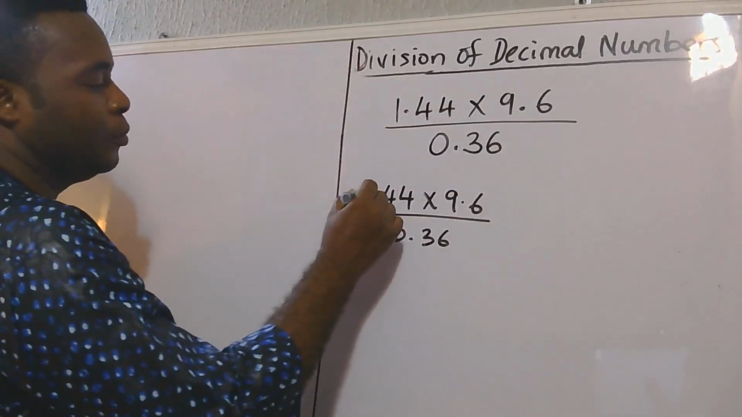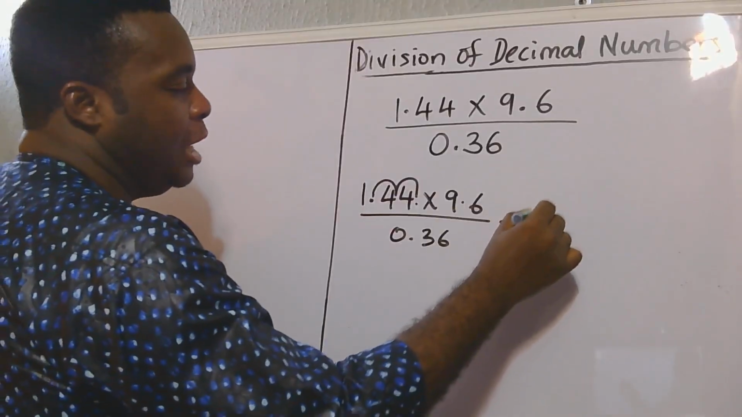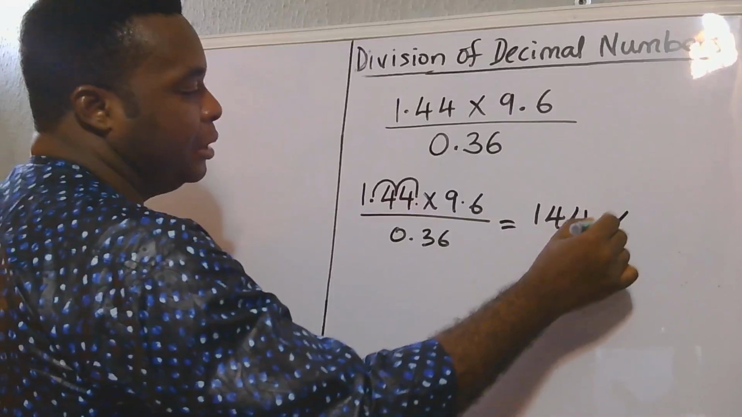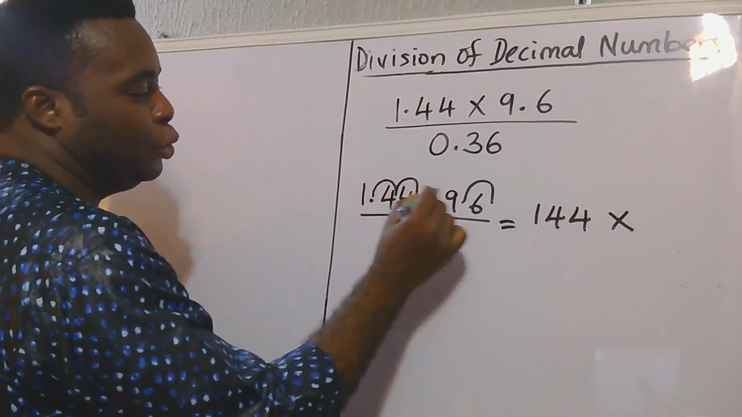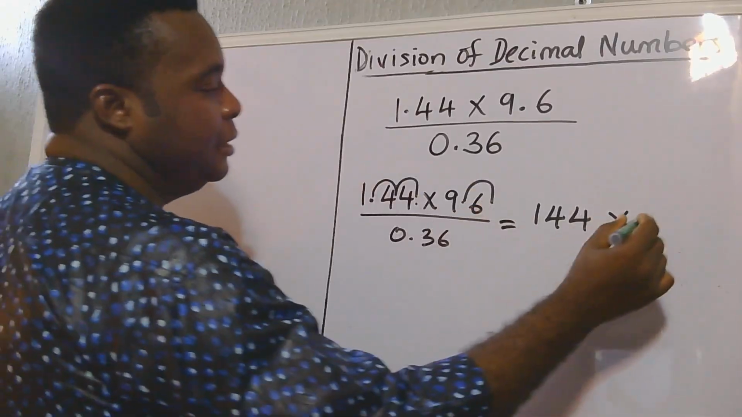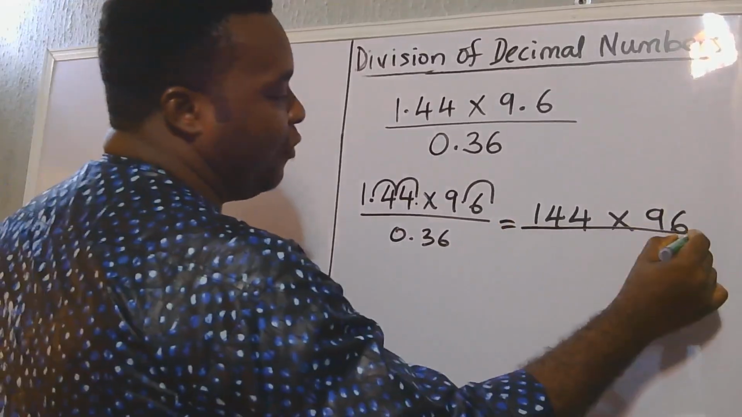So we go 1, 2. This becomes 144 times 3, that is 1, 2, 3. Do you understand? This becomes 96 all over.